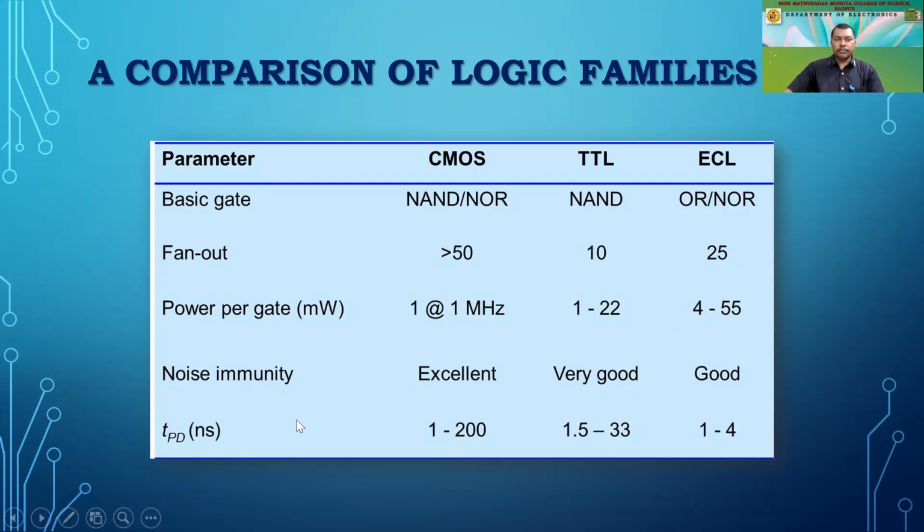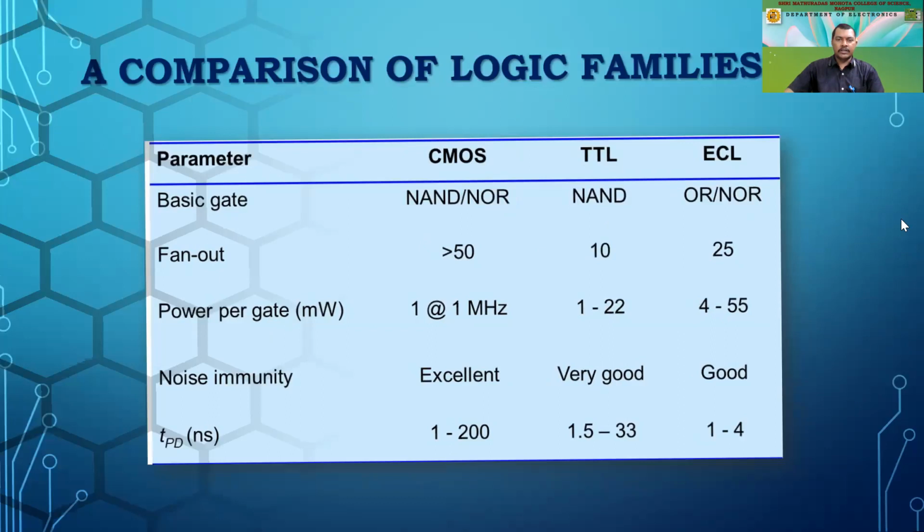Then we are having a propagation delay time around say 1 to 200 nanoseconds. ETL is having 1.5 to 33 nanoseconds. Then ECL is having 1 to 4 nanoseconds. So we are having this comparison, and we are able to see that CMOS is having better parameters, or better configuration, comparatively to TTL and ECL. Okay, so we use CMOS gates instead of ECL and TTL in very large scale integrated circuits.